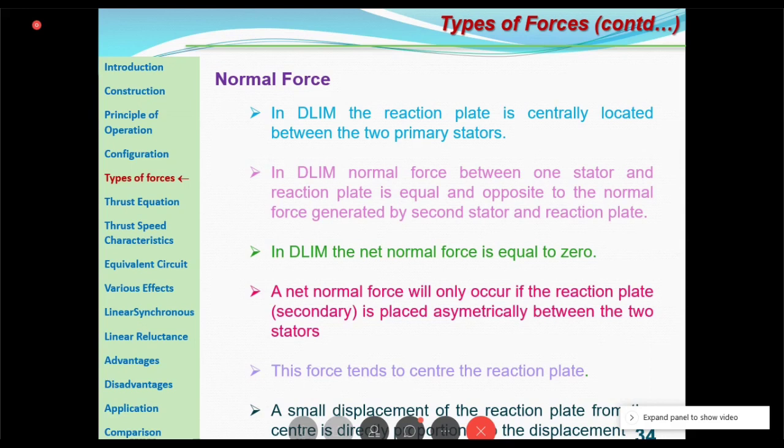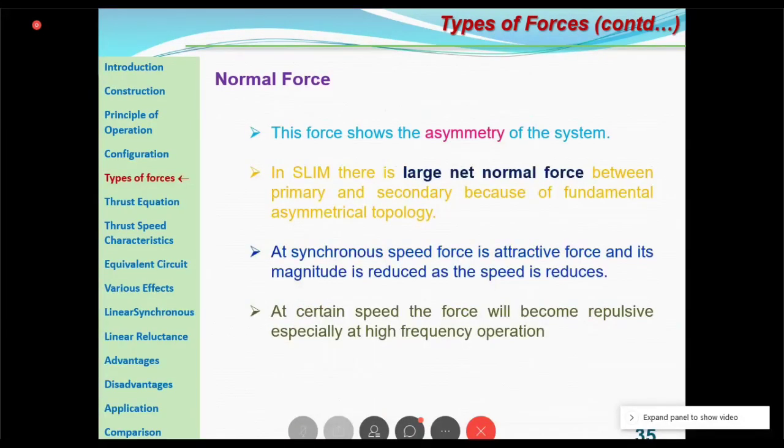The normal force will occur if the reaction plate is placed asymmetrically between the two stators. Then the force will tend to center the reaction plate. It is always proportional to the displacement. So as we can see, this force shows the asymmetry of the system.